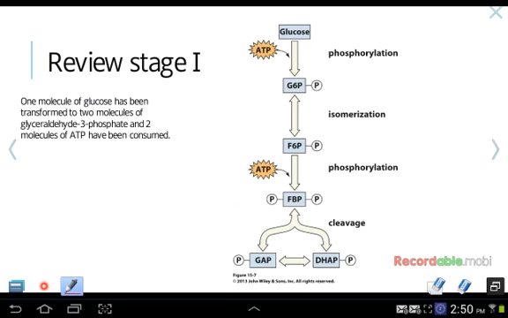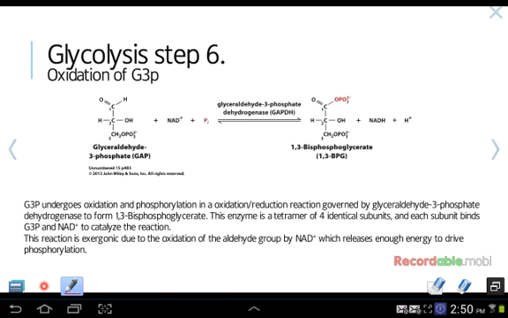All right, so let's review stage one. We finished stage one, and in stage one a molecule of glucose has been transformed to 2 molecules of glyceraldehyde 3-phosphate, and we have consumed 2 molecules of ATP in order to do that conversion. So now we're going to continue on to the beginnings of stage 2.